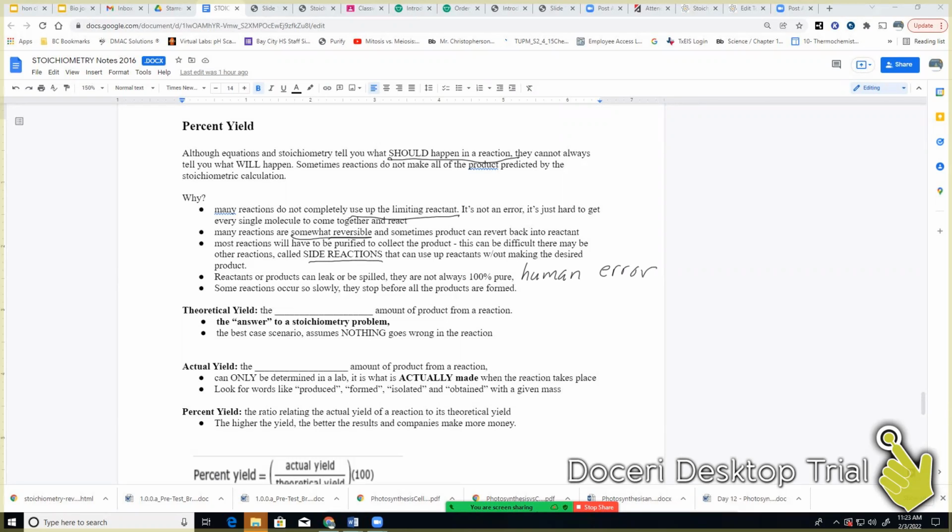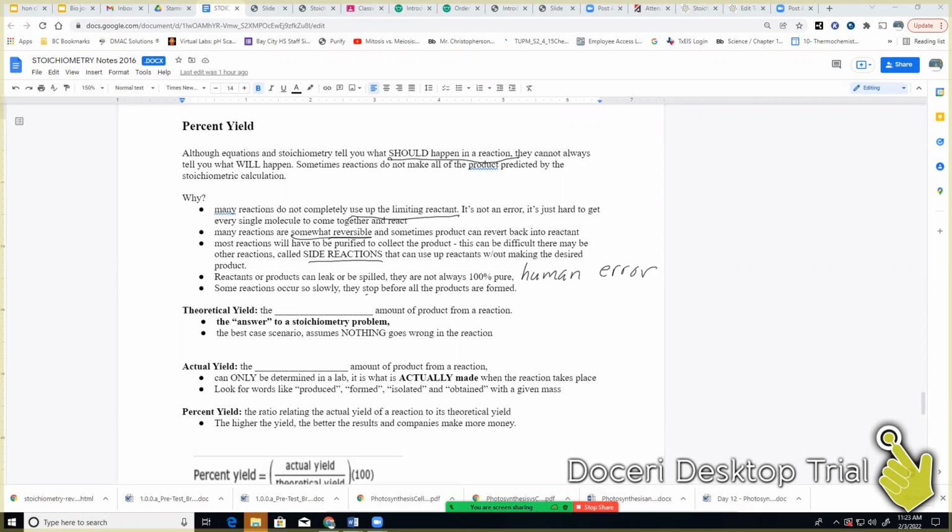And then some reactions occur very slowly, so slowly that they stop before all the products are formed. So for any of those reasons, in a lab or in a real life setting, usually there is less of the product produced than what the calculation tells you should be produced. And that's what we're looking at today, the ratio and percent ratio of those two.